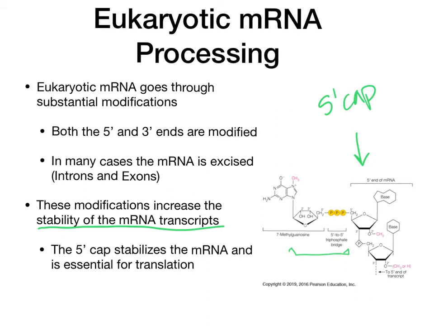We do not see 5' caps in prokaryotic cells, or very rarely, if at all. But the reason we don't need a 5' cap is due to the fact that the bacterial transcription and translation machinery occurs at the same time.